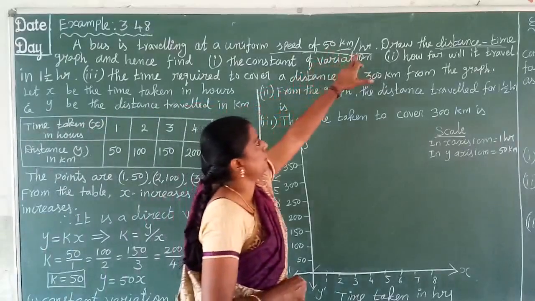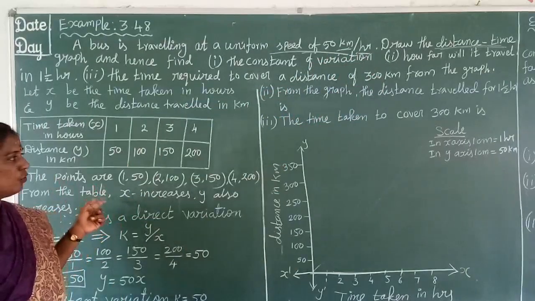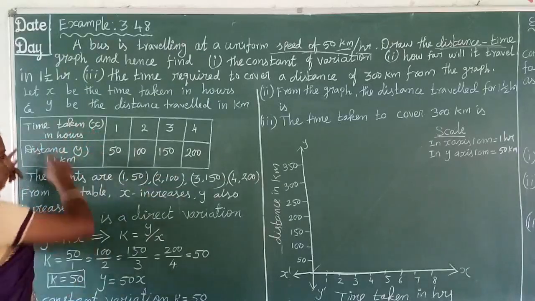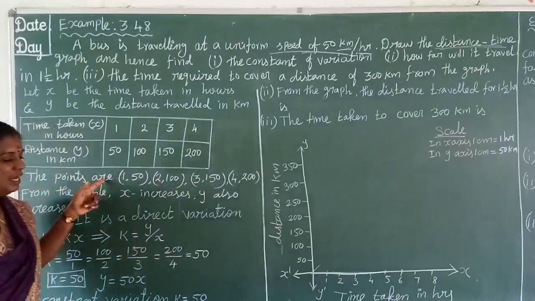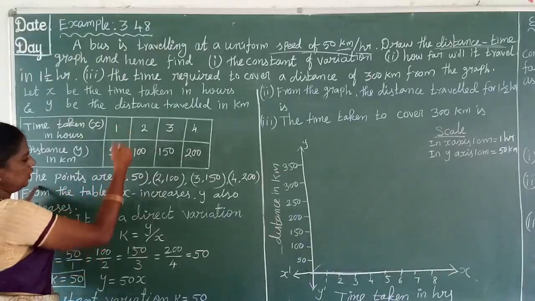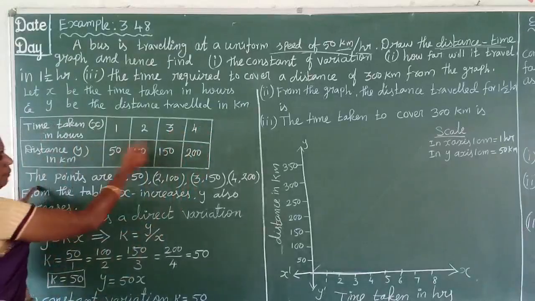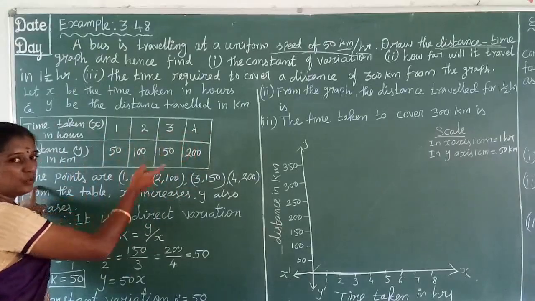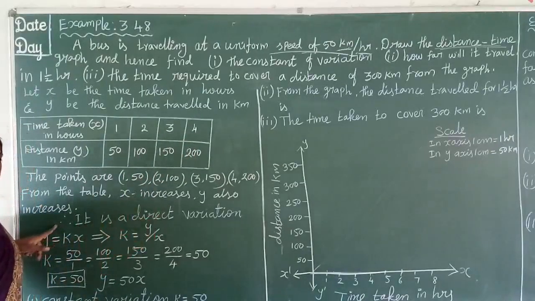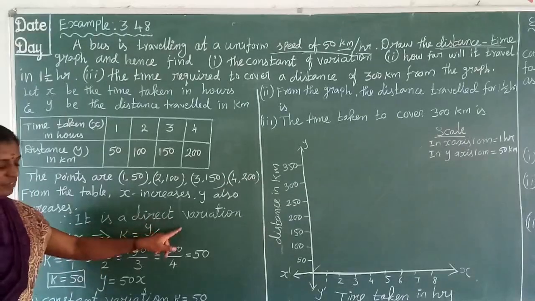Here 50 km per hour is given. So 1 hour 50 km, 2 hours 100, 3 hours 150, 4 hours 200. On the x axis we take time, on the y axis we take distance. So you make this type of table and then write the points, the same method as the previous questions. Write the points (1, 50), (2, 100), (3, 150), (4, 200). And see the table: x increases and y also increases. So it is a direct variation. If both increase or decrease, that is a direct variation. Therefore in this graph it is a direct variation.